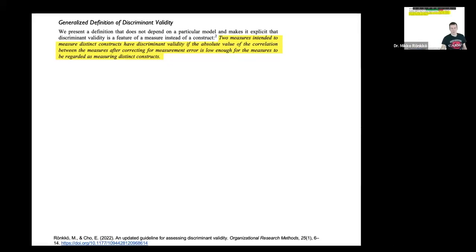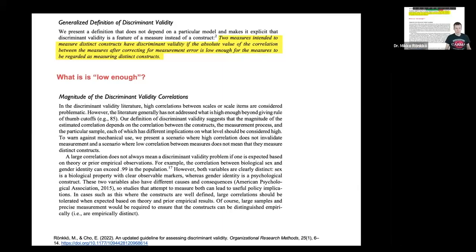Okay, now the question, of course, is how much is too much? So what is low enough for two measures to be considered distinct? This depends on context. So, for example, if you have constructs like gender identity and biological sex, they are correlated at 0.99 in the population or more. So gender and sex correlate very highly. And if we say that any correlation greater than 0.80 between two measures is problematic, then we would never be able to study these two constructs together.